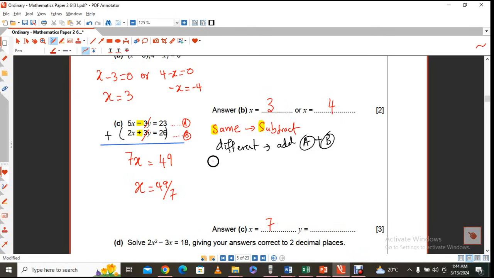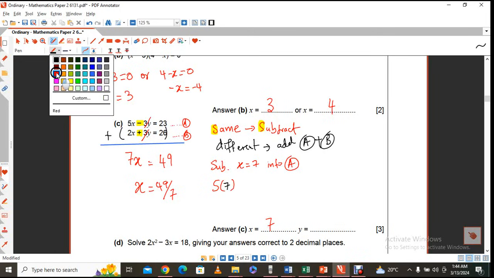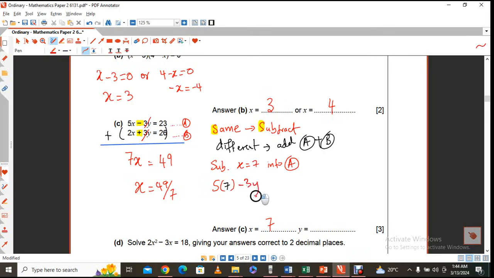Now, what you need to do is substitute x equals 7 into either equation A or B. It's totally up to you. So if I substitute in equation A, that will give me 5 times the value of x, which happens to be 7 now, then minus 3y equals 23. Of course, that's negative 3y equals 23 minus 35, since 5 times 7 is 35. Again, I'm just running slightly out of space there.